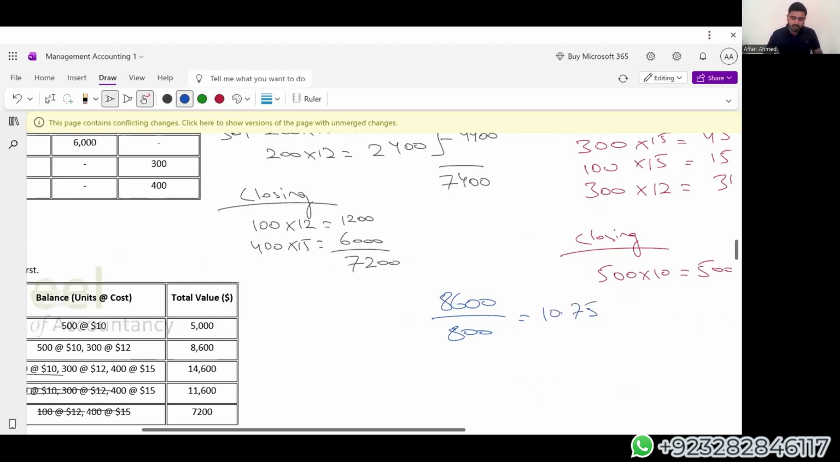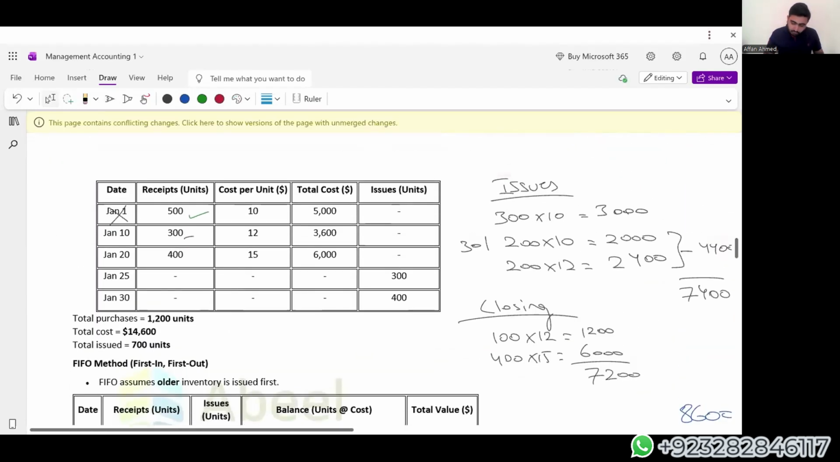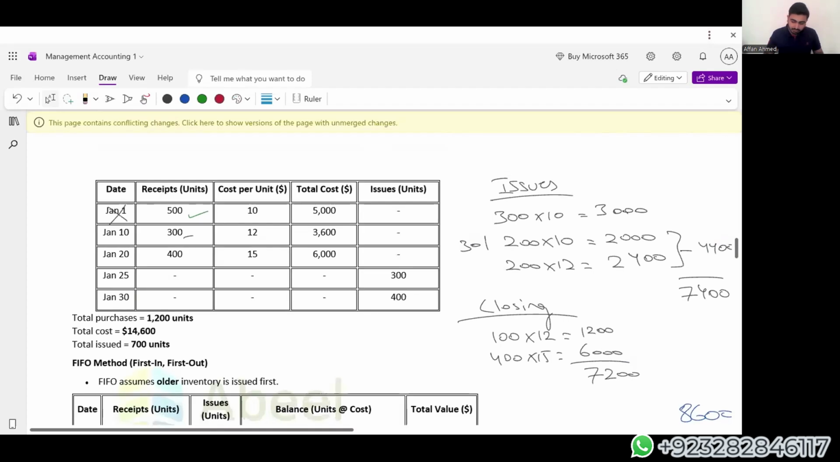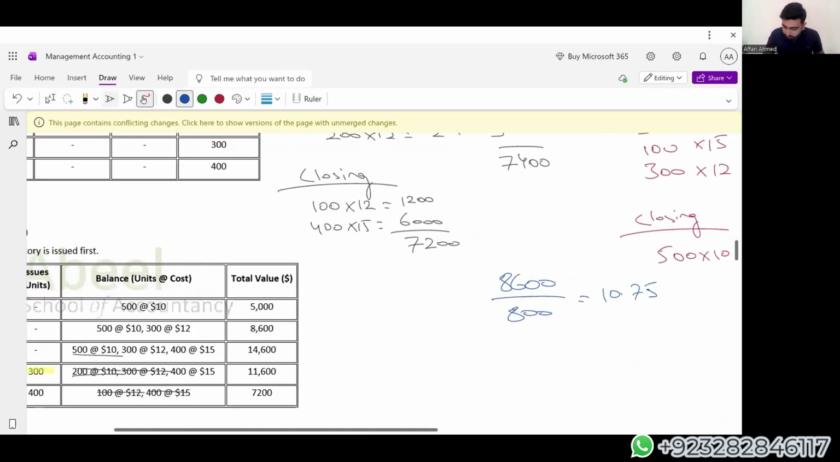Okay. Next, we have purchased 400 units at the price of 15. That means 6,000. So 8,600 plus 6,000 brings to 14,600. And divide by how many units? 1,200. So 14,600 divided by 1,200 brings me to 12.167. Now the complete issue will be at 12.167.